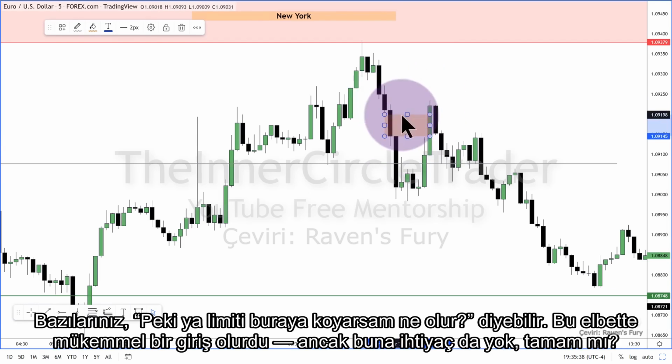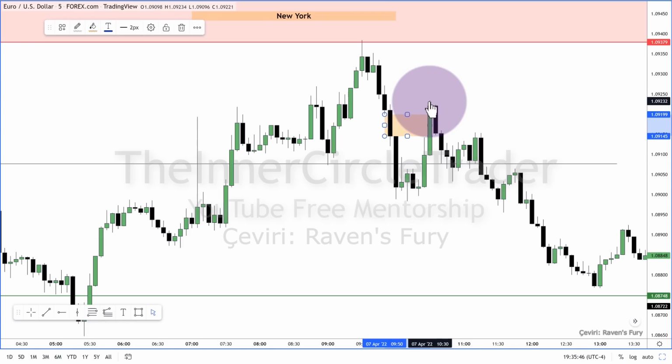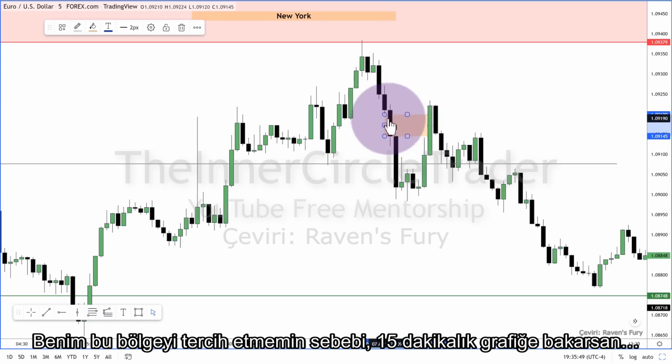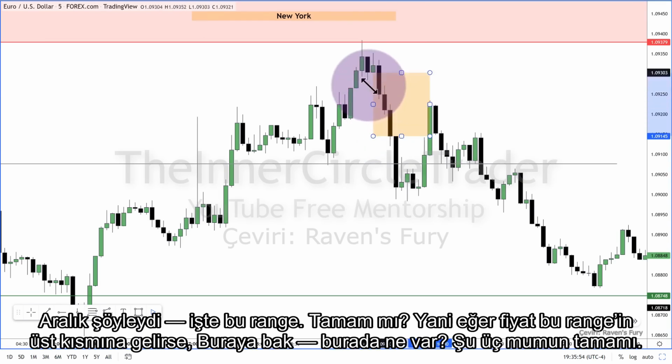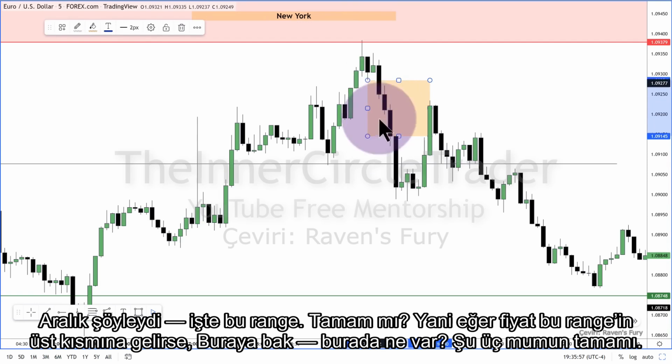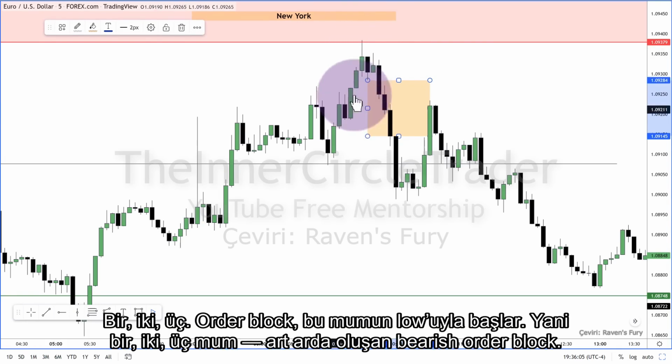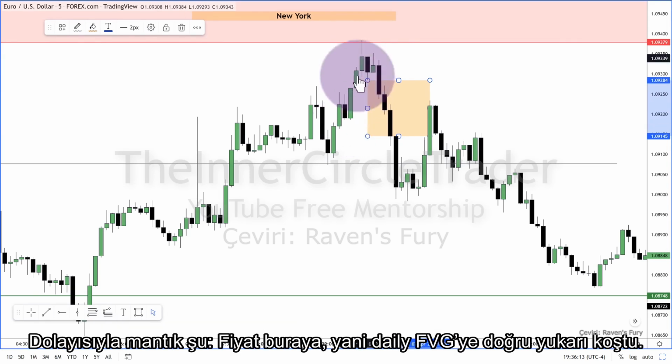fair value gap. Now, some of you might say, well, what happens if I put a limit up here? Well, that would be obviously a stellar entry, but you don't necessarily need that, okay? Why I like this one is because if you look at the 15-minute time frame, it was like this. That was the range, okay? So if we go up in that range to the upper end of it, look over here. What do we have? All three of these candles here. 1, 2, 3. The order block begins with this candle's low. It's 1, 2, 3 candles making one consecutive bearish order block.